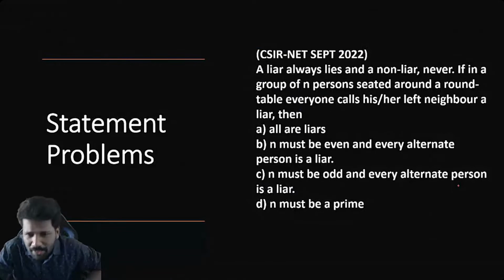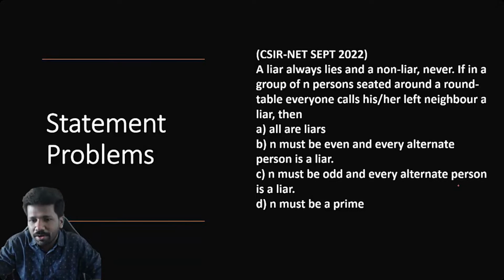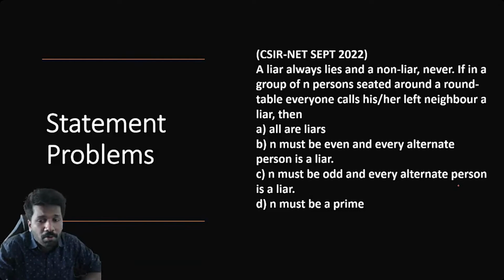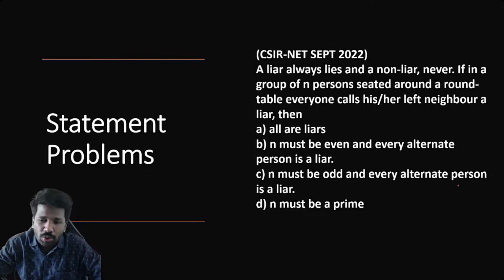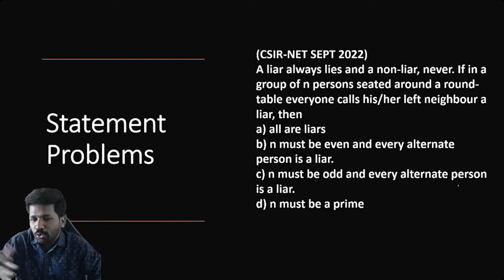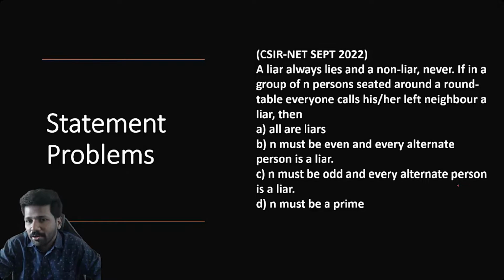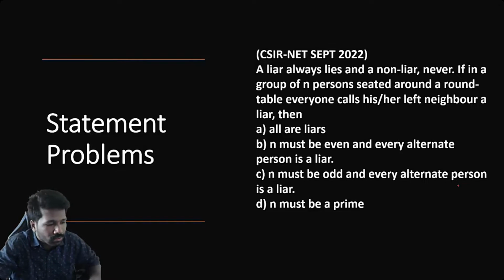Now next chapter is statement related problems. Statement related problem बहुत सारा types होता है. Truthity falsity type question है. Look at this truthity falsity type problem. September 2022 this question was asked.